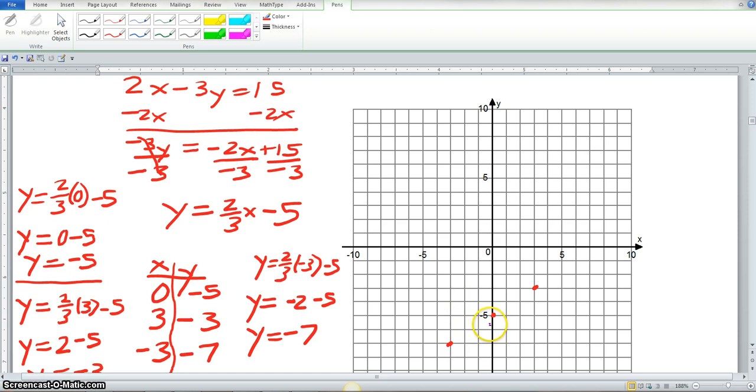So now we have our points. Now we can graph this line here. Now, of course, I don't have a straight edge, so my line may be crooked, but you can use a ruler so your line would be straight. So this should be a straight line. We'll draw our arrowheads to show that it goes on forever. Now, we're done with this problem. Now we're going to move on.